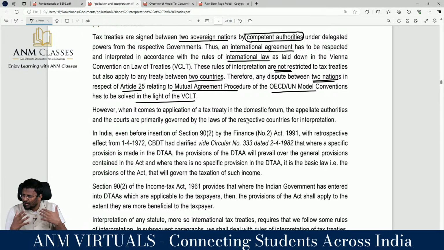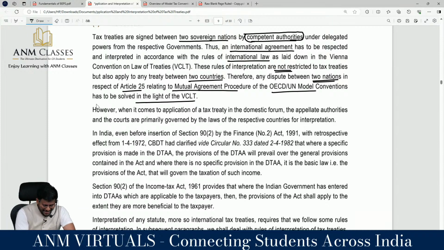If the competent authority of one country sits with the competent authority of another country and they resolve the issue, that is called MAP, Mutual Agreement Procedure. Once they enter into MAP as per Article 25 of the model tax conventions, it will be binding on the AO, or it will be binding on the two countries.